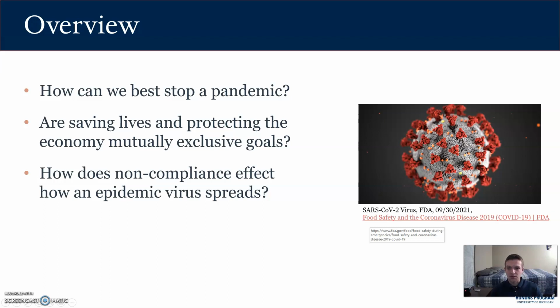So throughout this project, there were three main research questions that I was interested in tackling. First being, how can we best stop a pandemic? Specifically, what I wanted to do was find a set of mitigation strategies that together worked well to prevent the virus from spreading and prevent people from dying from the virus. Those are two of the big things that I wanted to find first off.